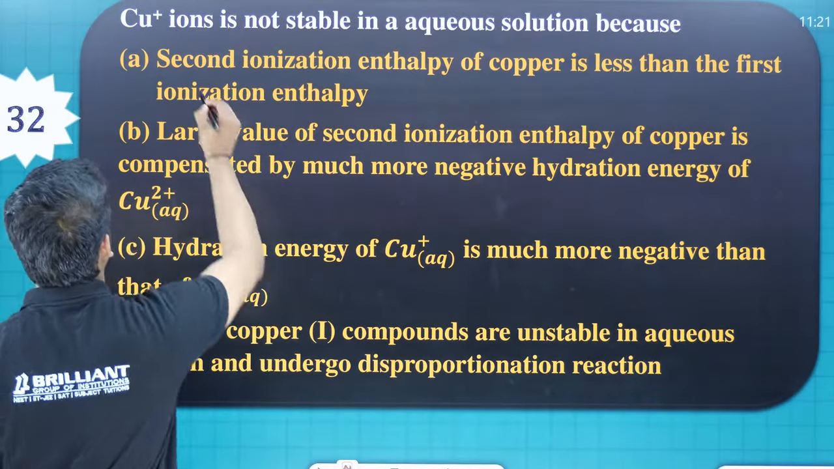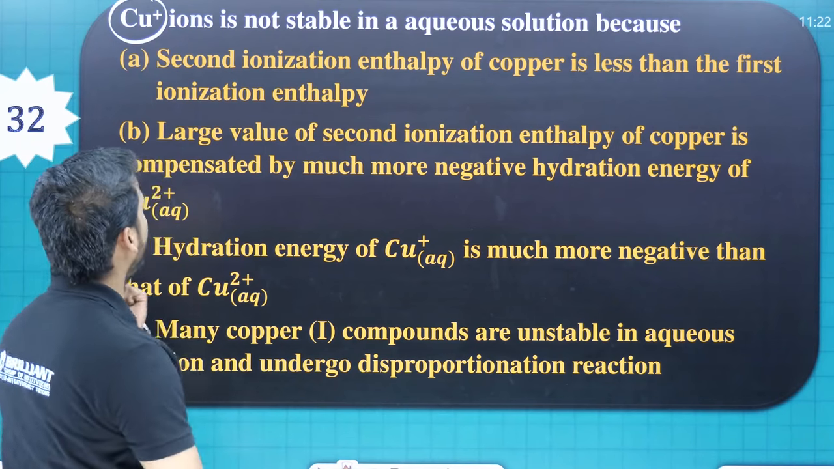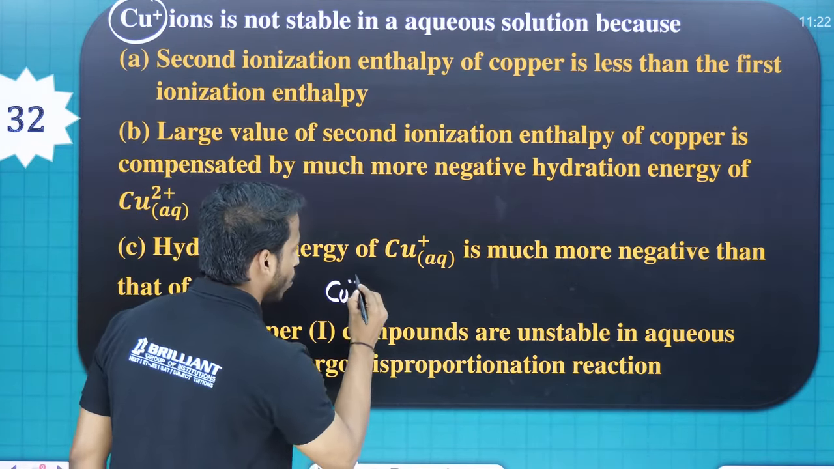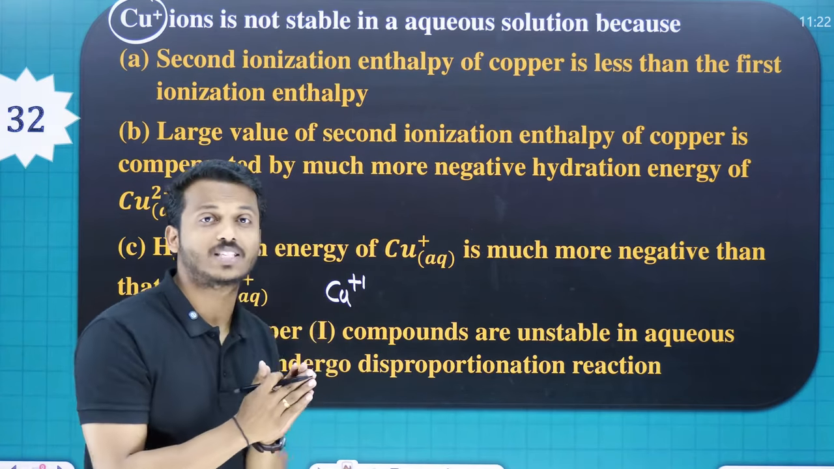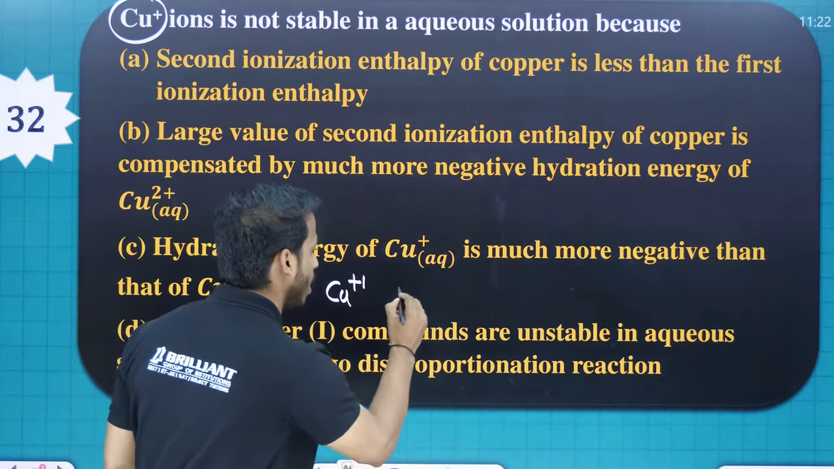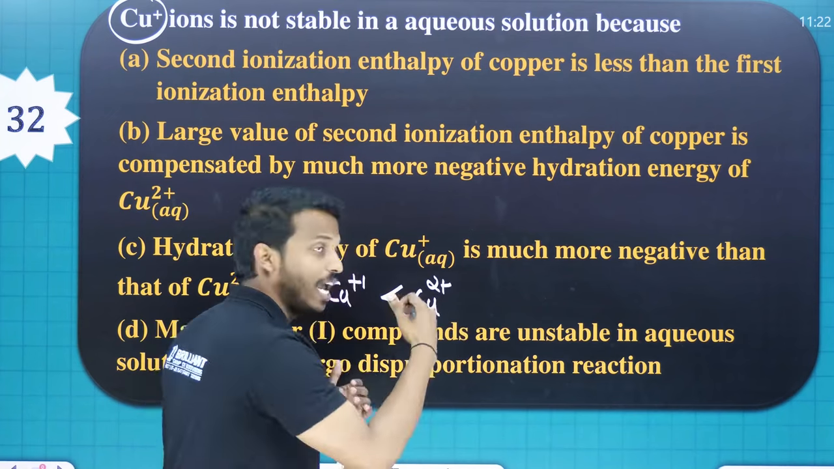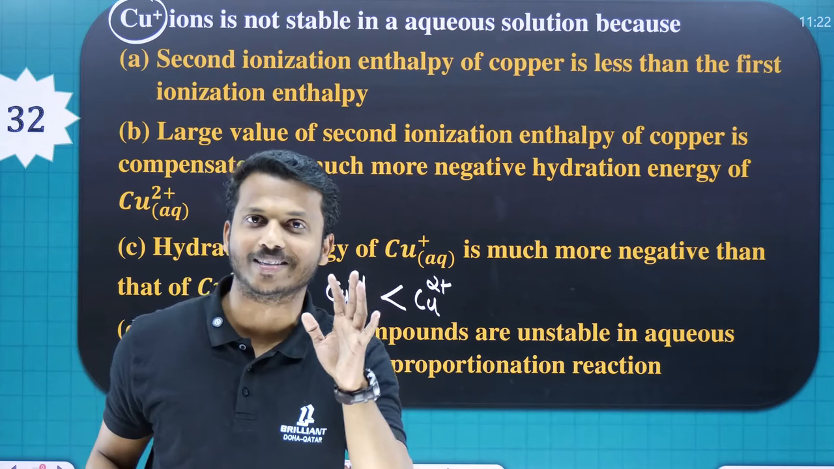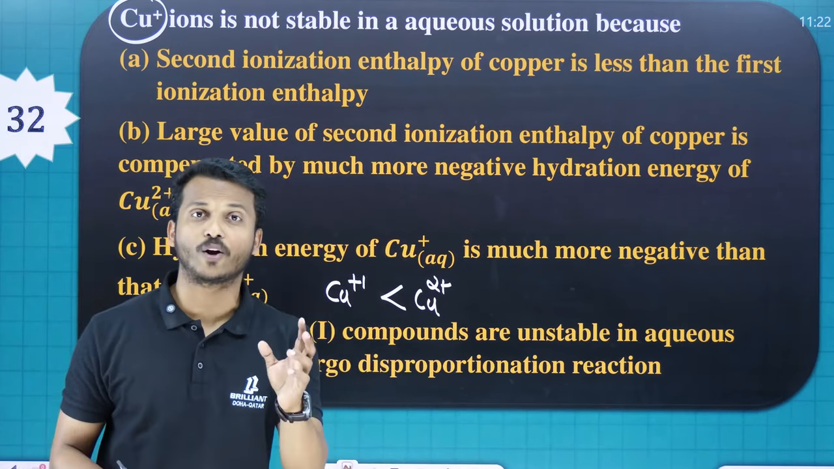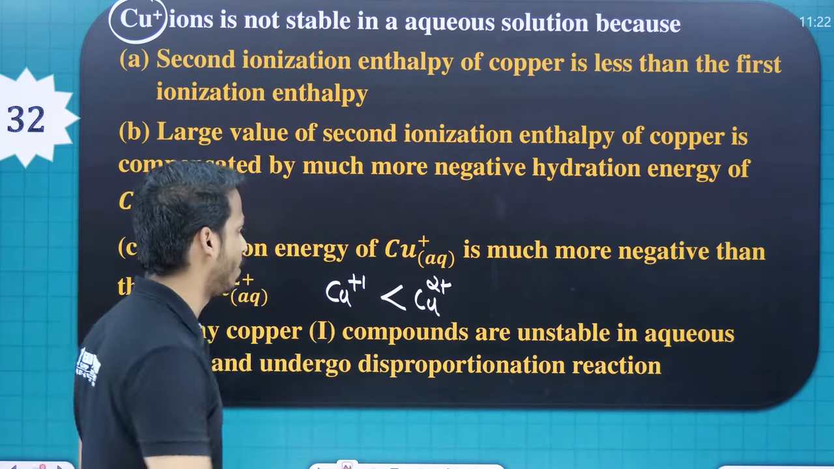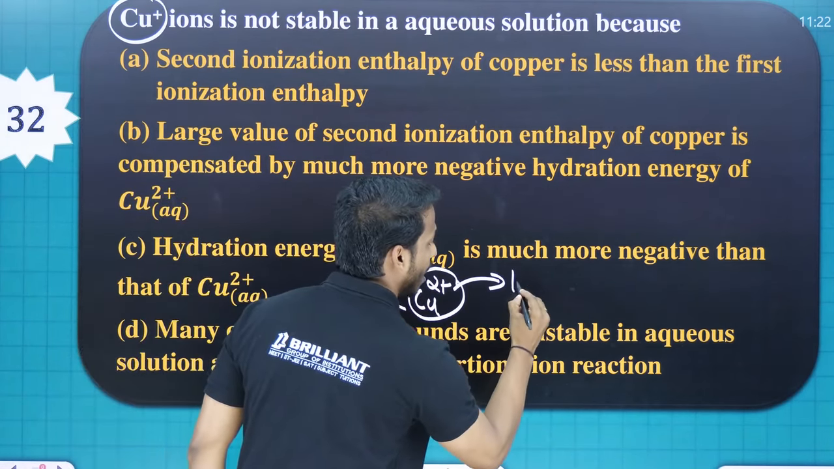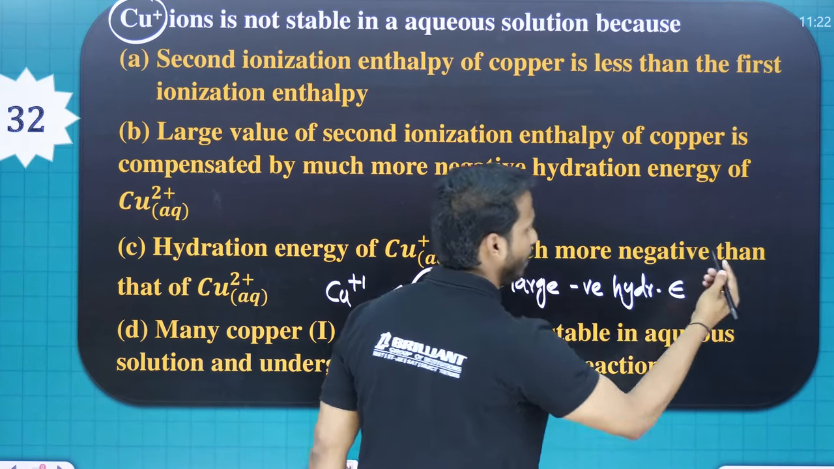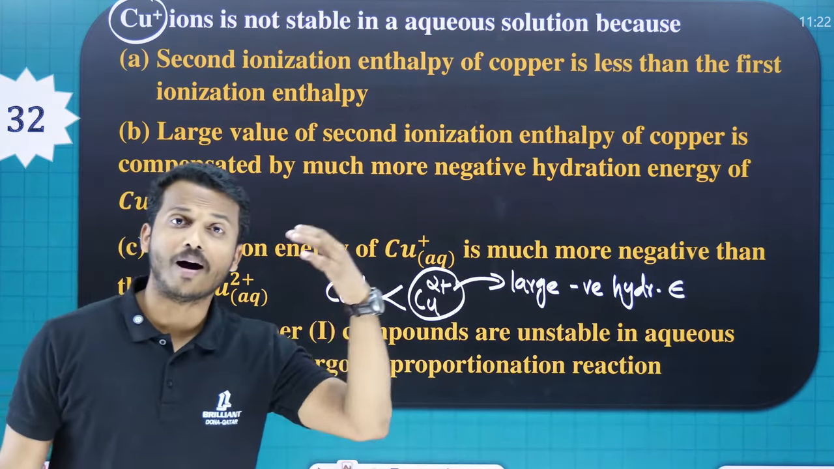Now, the Cu+ ion is not stable in aqueous solution, because you may study a question like this one: why is copper in the +1 state unstable in aqueous solution, whereas Cu2+ is stable in aqueous solution? The reason you may study: Cu2+ has a large negative hydration enthalpy.